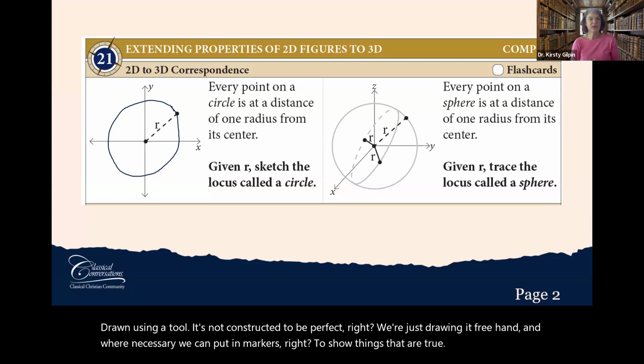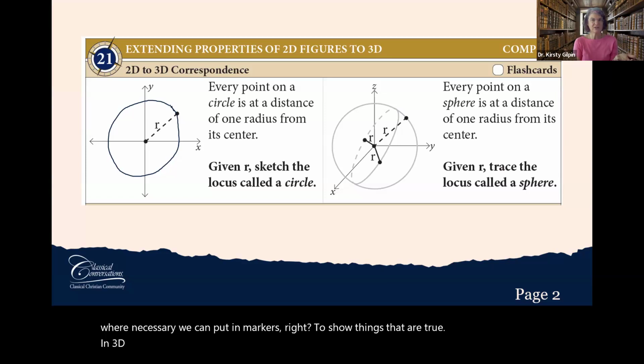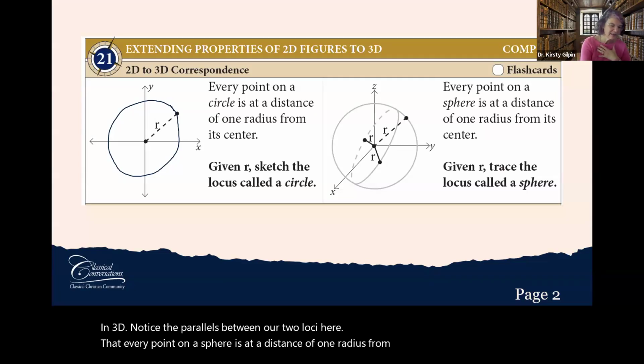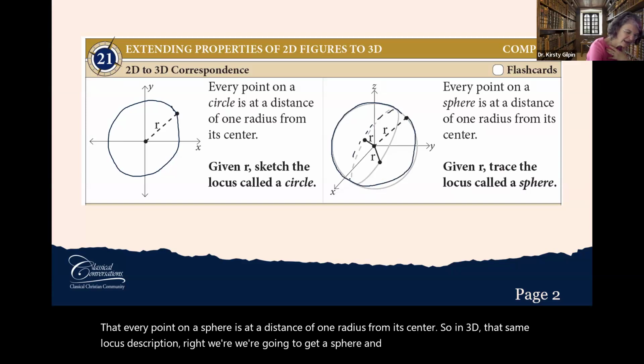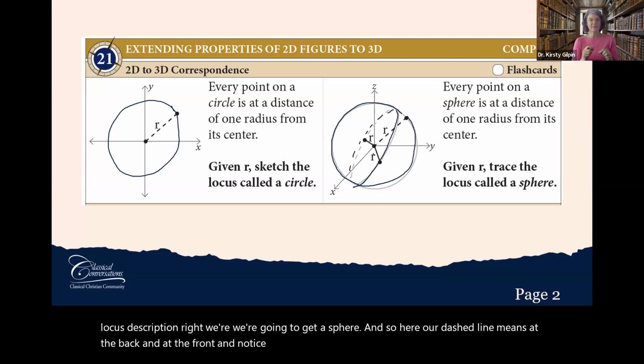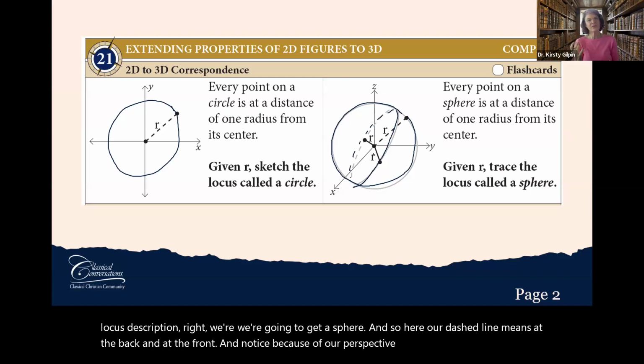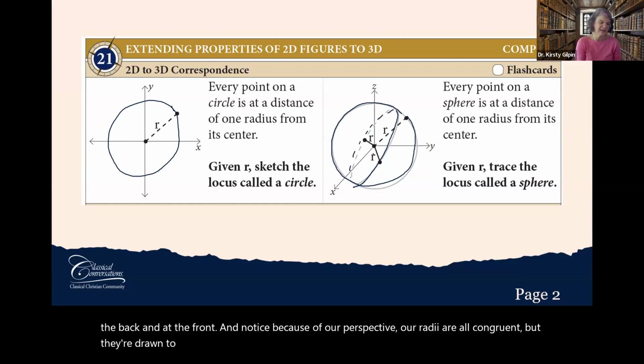In 3D, notice the parallels between our two loci here: every point on a sphere is at a distance of 1 radius from its center. So in 3D, that same locus description gives us a sphere. Our dashed line means at the back and at the front. Because of our perspective, our radii are all congruent, but they're drawn a little bit different to give us that idea of perspective. And so that's our locus, a sphere in 3D.